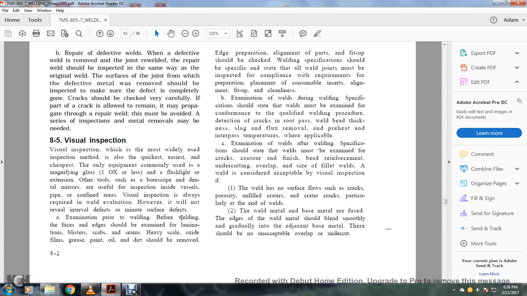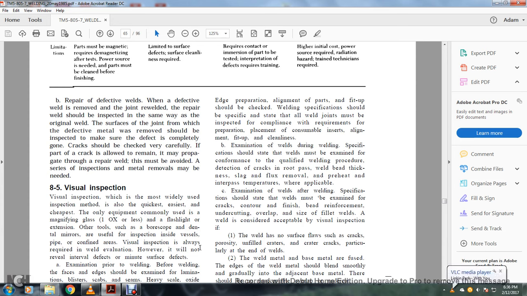Examine prior to welding. Before welding, the faces and gauges should be examined. Laminations, blisters, scabs, or seams, heavy scale or oxide films, grease, paint, oil, or dirt should be removed. Edge preparation and alignment for the fit-up of the parts should be checked against the welding specifications. It should be specified that all welding joints must be inspected for compliance with the requirements for preparation, placement, consumable inserts, alignments, fit-ups, and cleanliness.